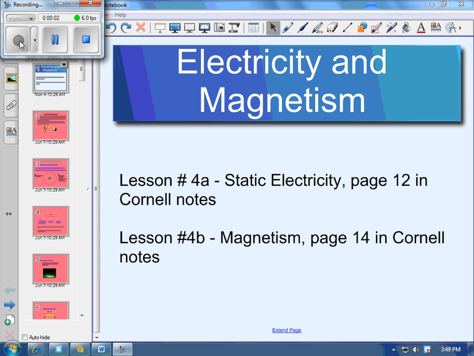Good afternoon. Here is the lesson on static electricity and magnetism. It is lesson 4A, which is static electricity, page 12 in your Cornell notes, and number 4B, magnetism, page 14 in your Cornell notes. You should have received both of these sheets in class.